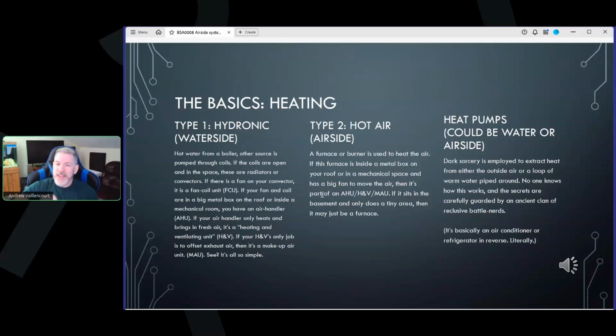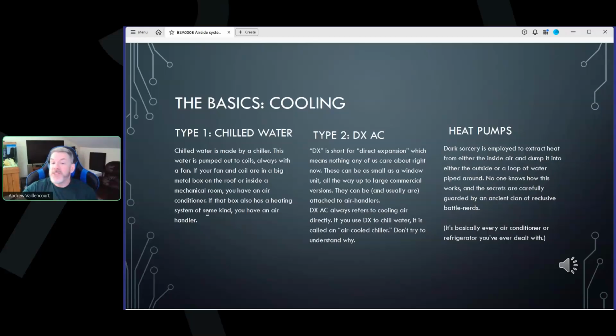Then we got heat pumps. These can be air or water side, depending on the type of heat pump. Most of the heat pumps you see in the wild will actually be on the air side, as they're going to be direct expansion. Cooling, same sort of thing.